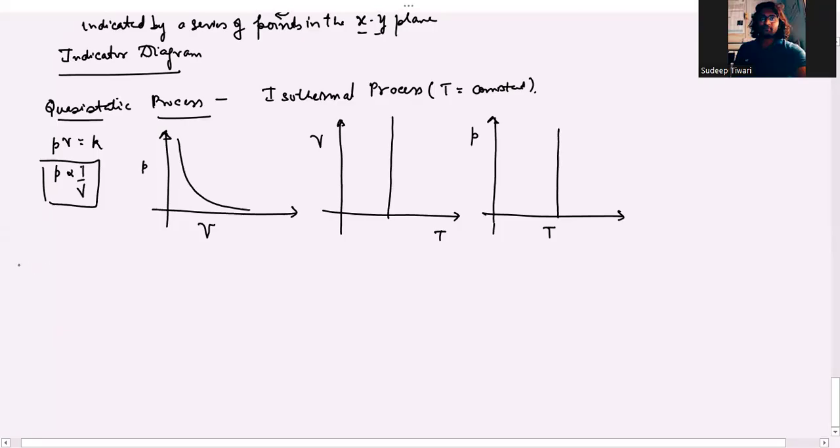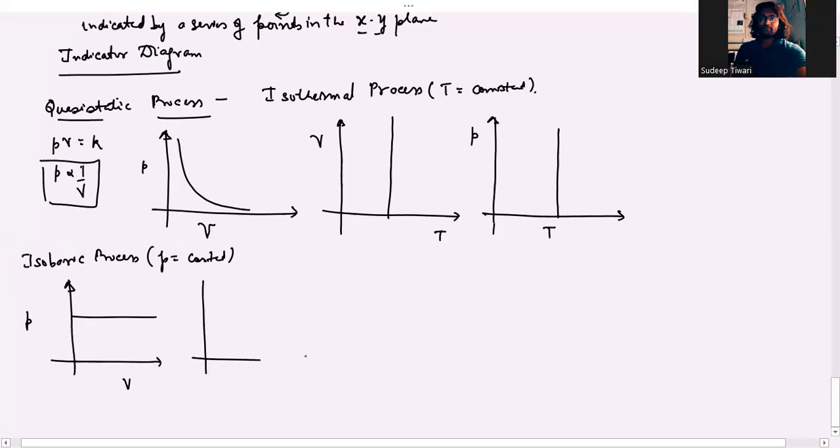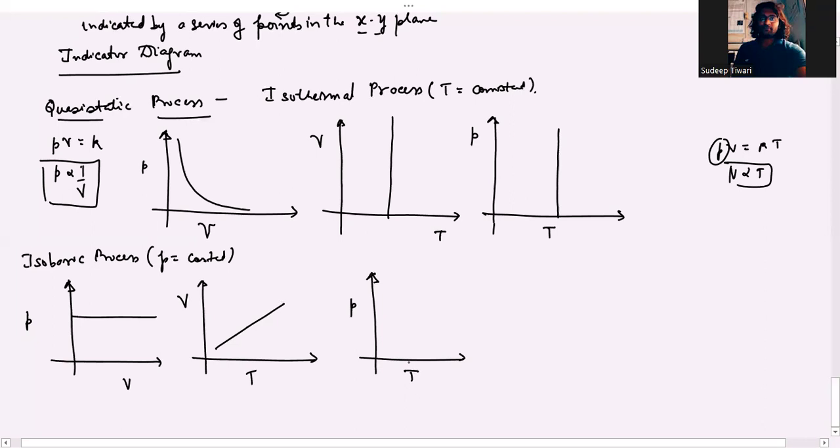If the process is isobaric, it implies that pressure is constant. If a process is taking place at a constant pressure, then that process is called an isobaric process. If I want to make a graph of V versus T, it will be a straight line, because if pressure is constant, then volume is directly proportional to temperature, giving a linear relationship. And if I'm drawing a graph of P versus T, again it will be a straight line.